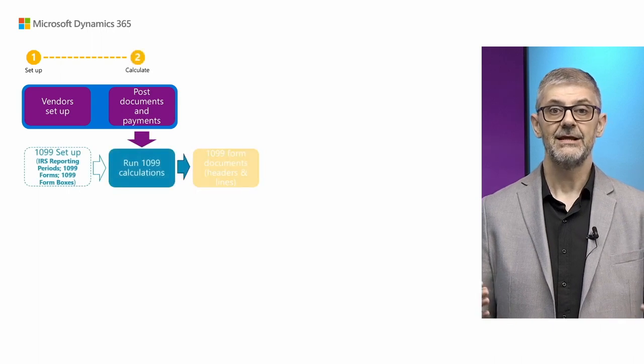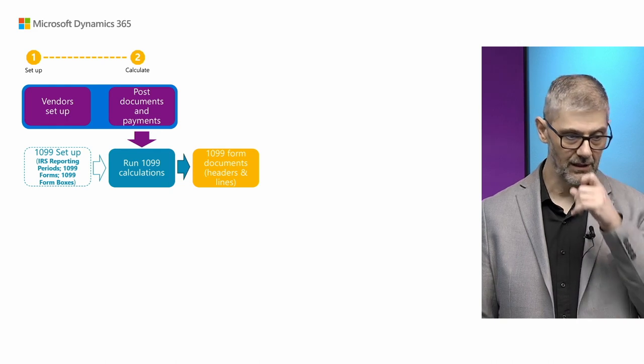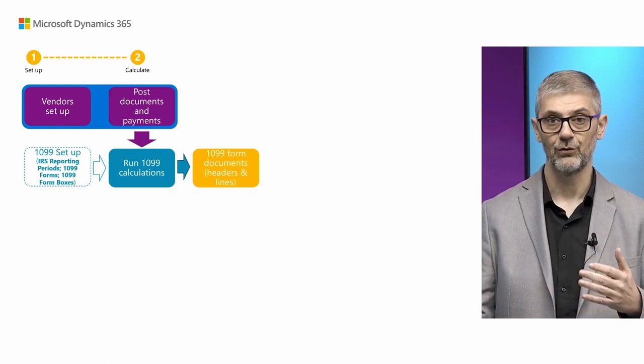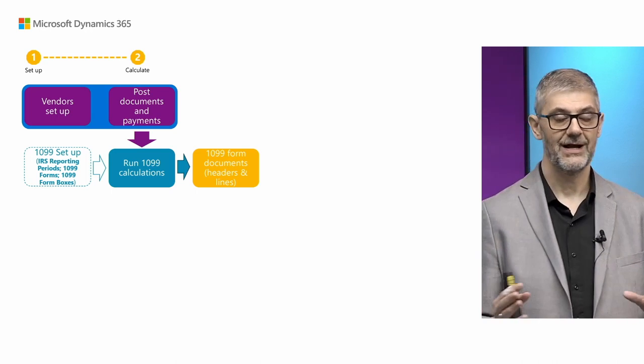Then again, you need to post documents and you need to register payments. So this is the same thing; this is something enforced by the law. But after setting up, we need to calculate. So we are starting to work. We already have documents at the end of year, so at the end of year we need to calculate everything. We need to run the 1099 calculation, but now how do we calculate?